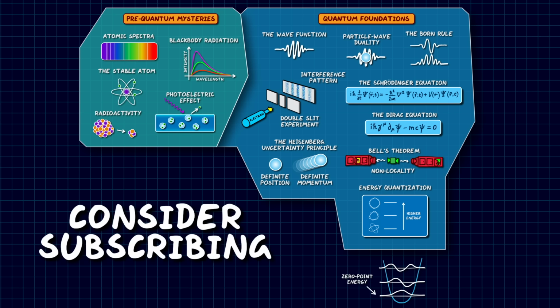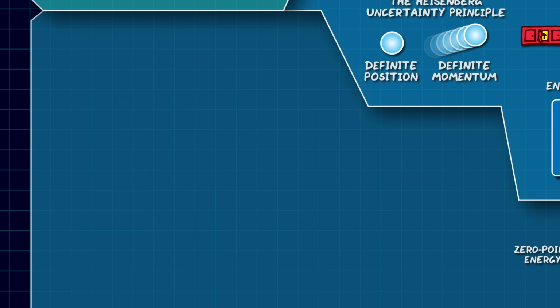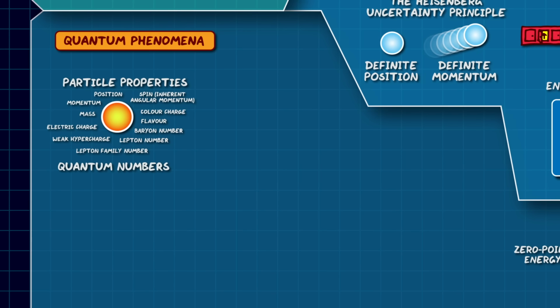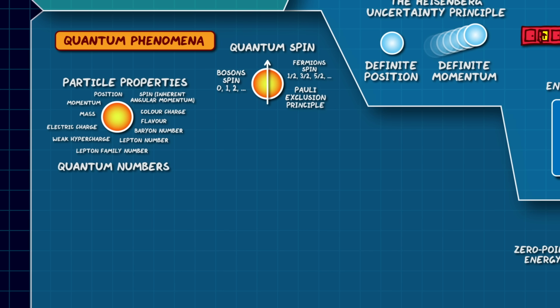Okay, let's carry on and take a look at the interesting properties we see in quantum systems with quantum phenomena. Particles in quantum mechanics have many properties. I've already mentioned position and momentum, but there are many others which I've listed here. Spin is a very important property, and all particles are split into one of two categories. Bosons, which have got an integer spin and can all have the same quantum state, and fermions, which have half integer spin and can't have the same quantum state as each other, which is called the Pauli exclusion principle.